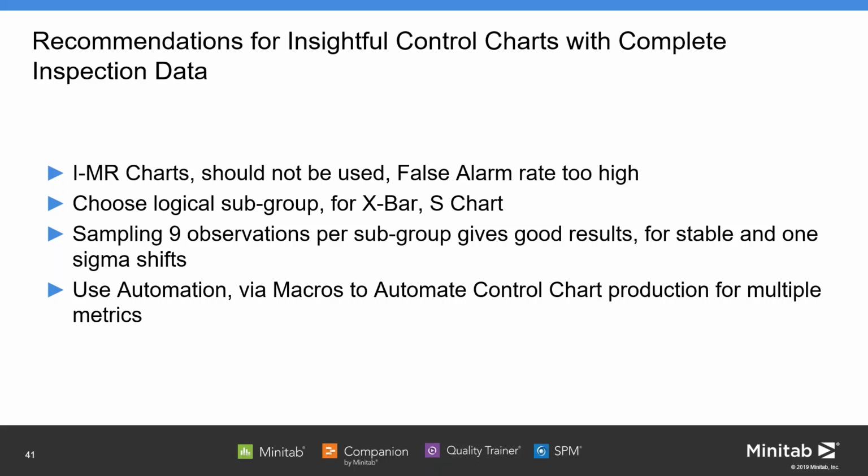You can carry on producing your control charts using your full data. However, if this is not practical, it's still possible to use sampling and get a good understanding of the trends in your process. So when I sampled 9 observations per subgroup, it gave good results for both stable processes and sigma shifts. A final point which we haven't been able to talk about today is the use of automation via macros to automate control chart production within Minitab.